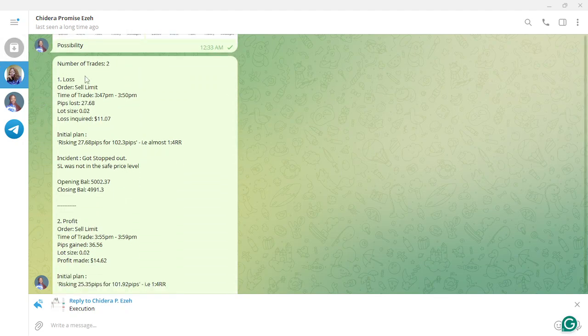So you can see here the number of trades too. You can see the loss. The first one was a loss, sell limit. For the time of trade, I opened up that position around 3:47 p.m. all the way to 3:50 p.m., and the pips that were lost were 27.68 pips. And then you can see the initial plan. What was my initial plan? I was risking 27.68 pips for 102.3 pips. That's almost a 1 to 4 risk to reward.